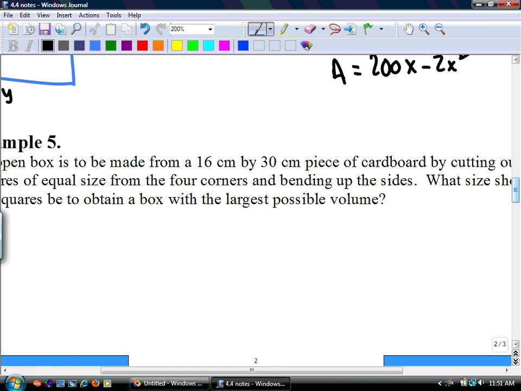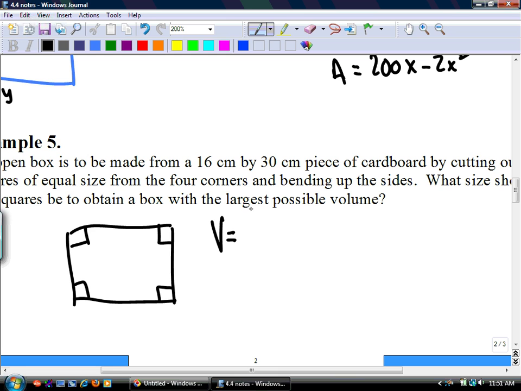An open box is to be made by cutting squares out of the corners of a piece of cardboard 16 centimeters by 30 centimeters. Okay, well, let's just set it up then. Volume equals length times width times height.